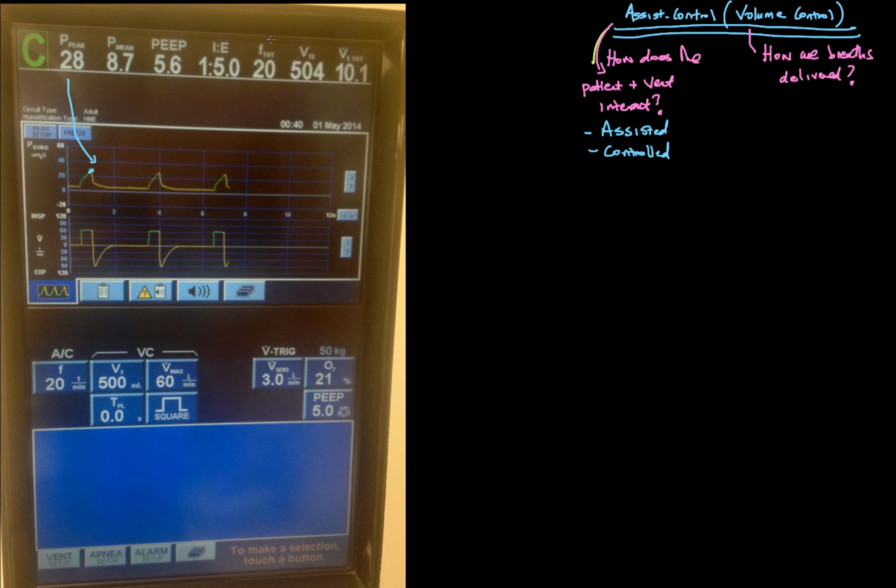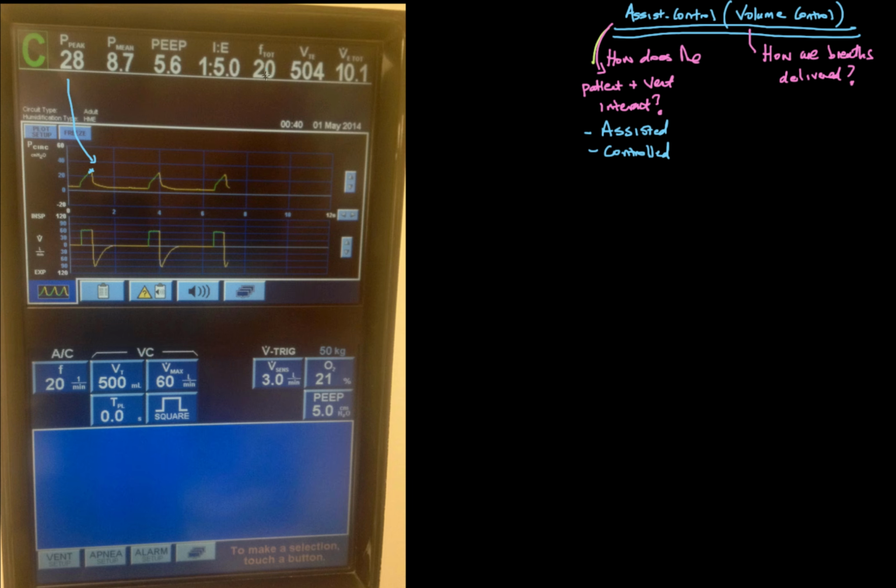And then this is our total frequency. And right now, this is the same as our input frequency because this is hooked up to a test lung, and the test lung isn't initiating any breaths. It's not triggering any breaths, obviously, because it's inanimate. So the total respiratory rate here that's measured by the ventilator is the same as our set rate.